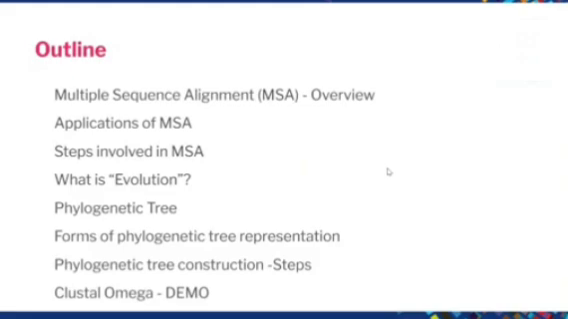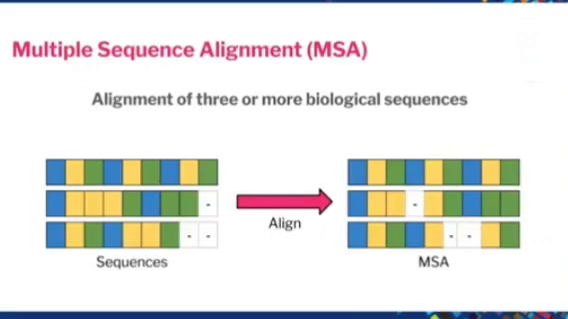In this session, we would be looking at an overview of what multiple sequence alignment is, what the applications of multiple sequence alignment are, the steps involved in multiple sequence alignment, and how to build a phylogenetic tree using multiple sequence alignment. We will also cover what evolution is, the forms of phylogenetic tree representations, how we construct phylogenetic trees and the steps involved, and then there is a demo of a tool called Clustal Omega, through which you can do multiple sequence alignment and also build a phylogenetic tree.